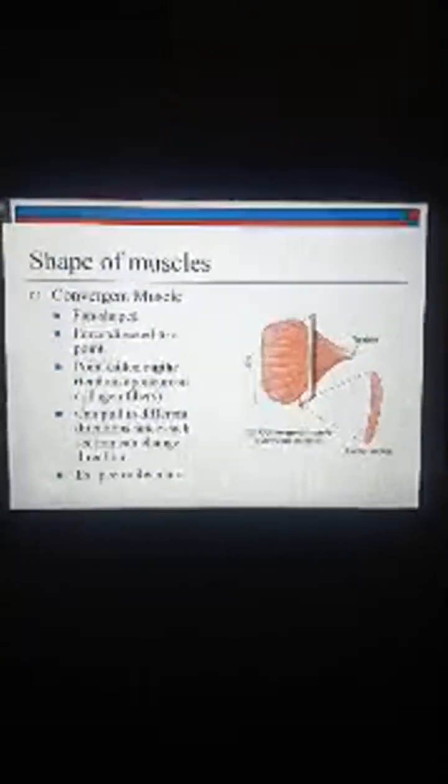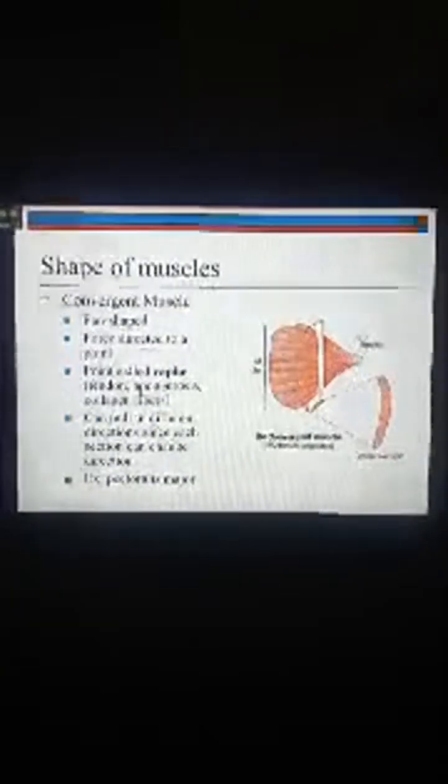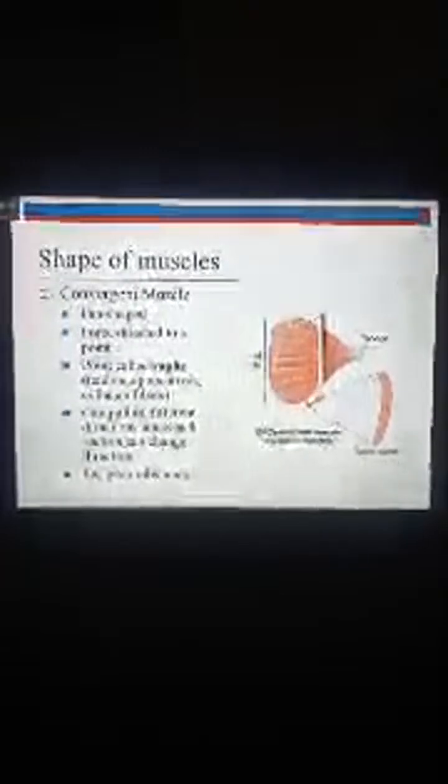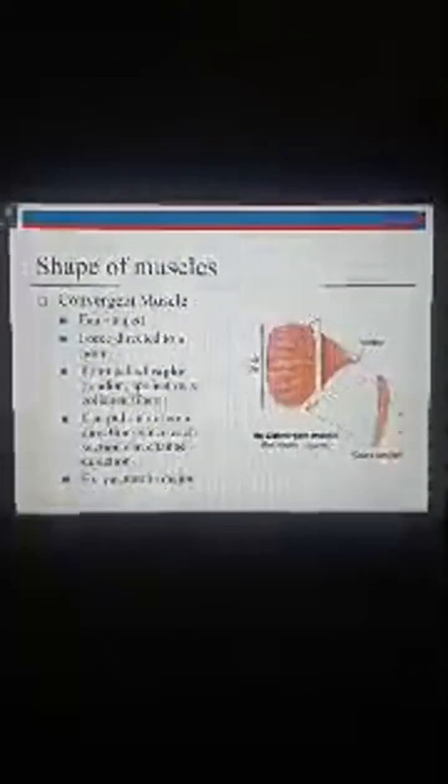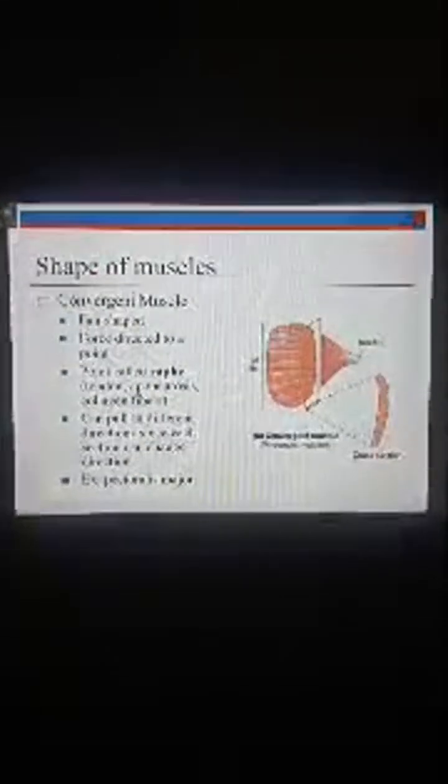If we engage the top fascicle, the tendon moves up. If we engage the bottom fascicles, that tendon is going to move down. Or if we engage the middle or everybody, the tendon is going to move to the side. So an example of a convergent muscle would be the pectoralis major.